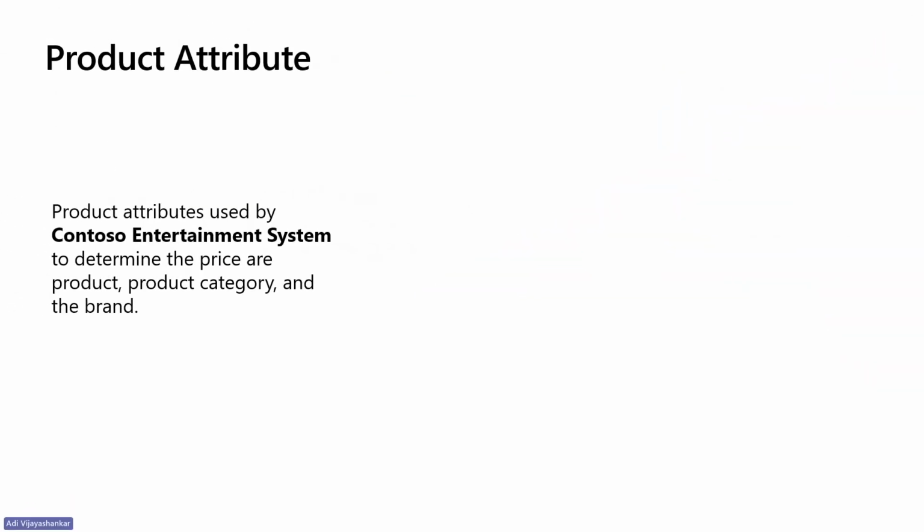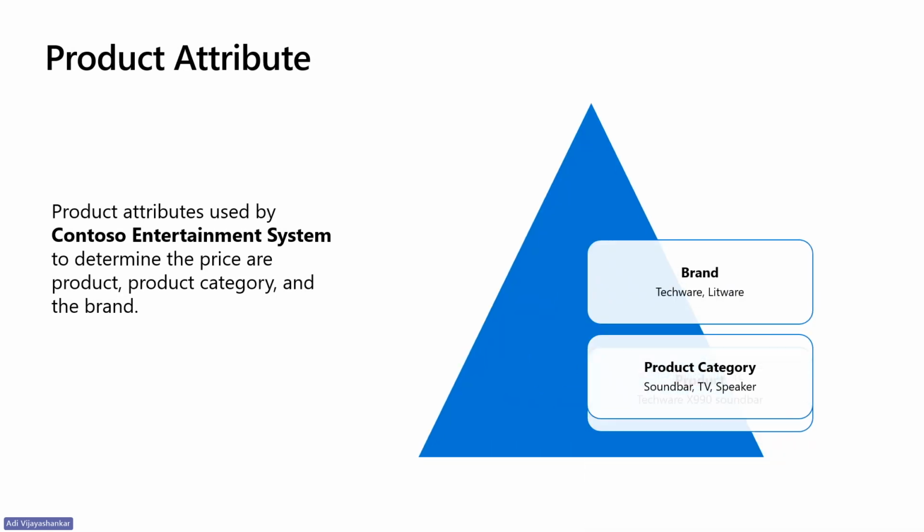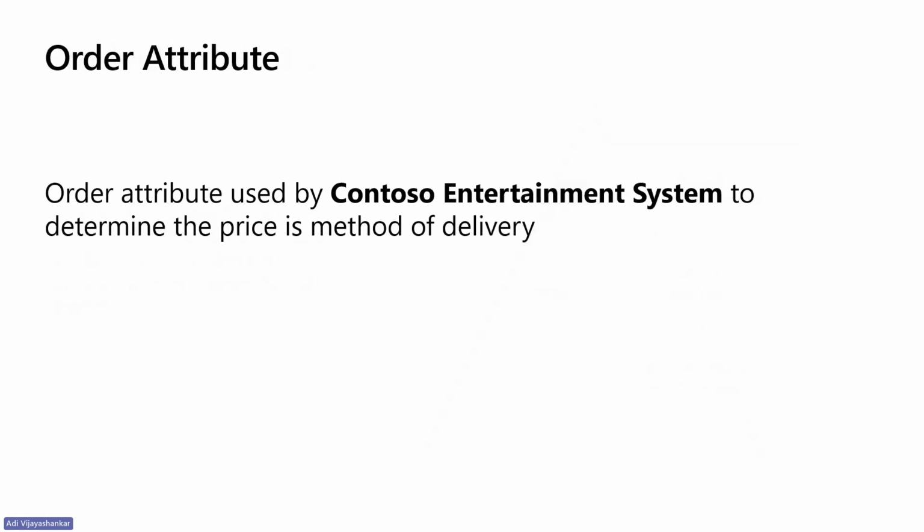And on the product side, Contoso Entertainment System has decided to structure their product hierarchy based on category of the product, brand of the product, and the product that is being sold. And on the attribute side, Contoso Entertainment System has decided to build their order attribute based on method of delivery decided at the time of order creation. This structure of customer, product, and order attributes will help Contoso to define prices, margins, discounts, charges, and rebates, and subsequently execute their pricing strategy.